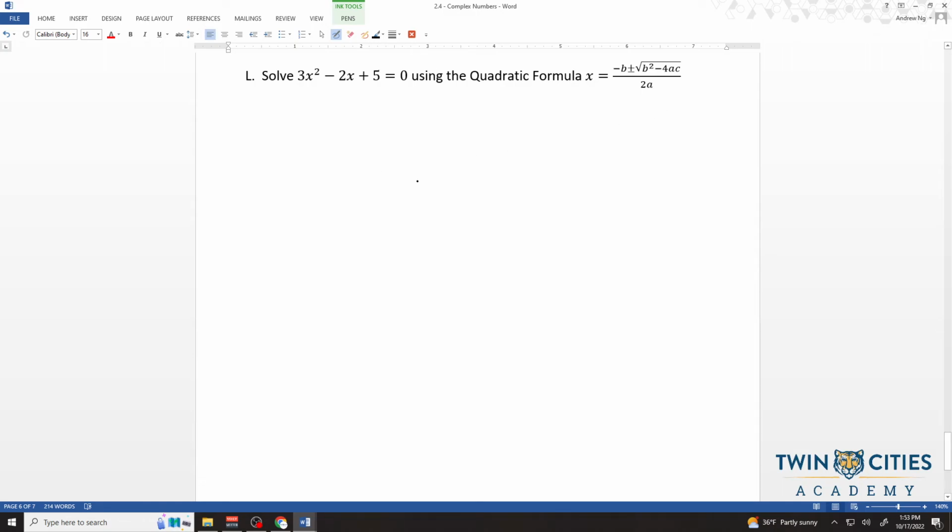And what this is doing is taking this quadratic equation, making sure it's set equal to 0, and your coefficient on your x squared is your a. So in this case, a equals 3. B is your coefficient on x, so b equals -2. And then c is this constant, c equals 5. And these values are going to get plugged into the quadratic formula to find a solution.